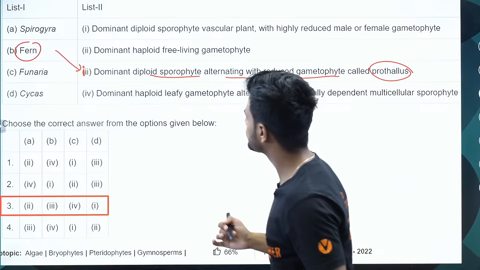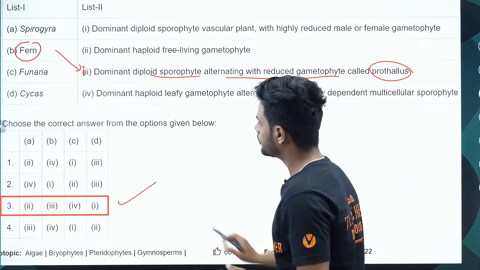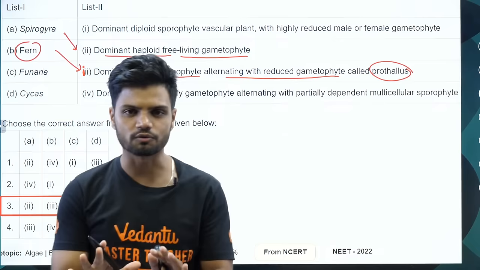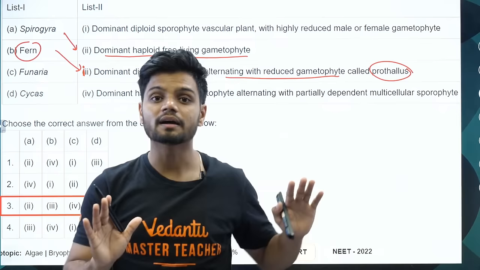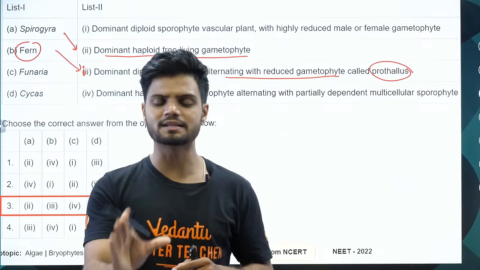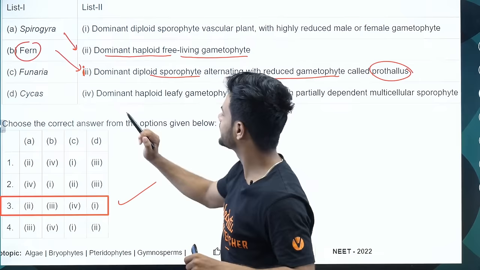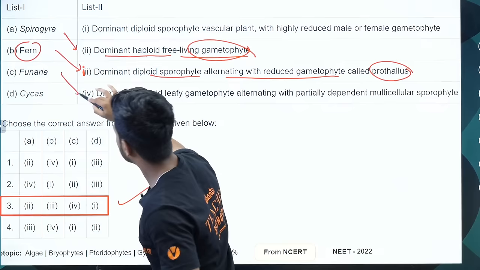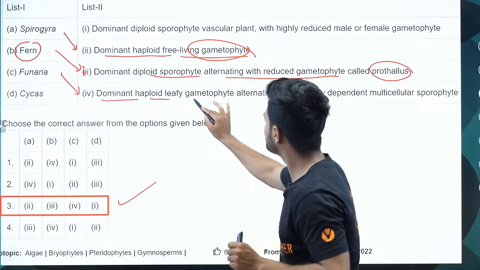Now A is going to be 2, that is Spirogyra, dominant haploid free-living gametophyte. All of us know in the case of algae, gametophyte is completely independent. The main plant body is only gametophyte there. Even in the case of bryophytes, the main plant body is gametophyte, right? So Spirogyra, which is an alga, is dominant haploid free-living gametophyte. Done. Now Funaria is a moss. Dominant haploid leafy gametophyte. Again, same thing, right? Leafy gametophyte.